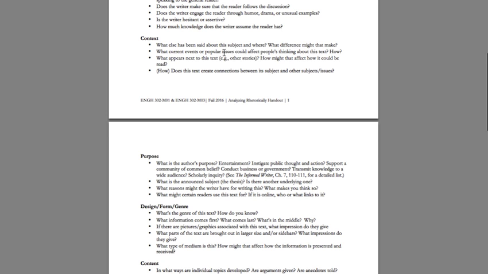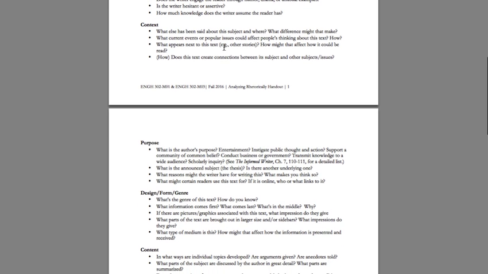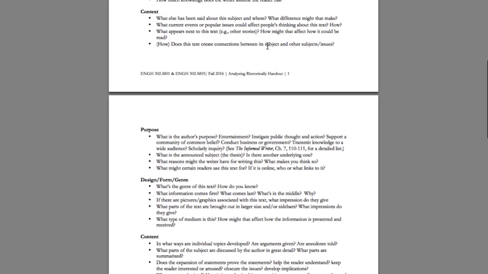We could take a look at the context. Where does memory get talked about? Current events, popular issues that could affect people's thinking about the text. Obviously, the movie had just come out when this was written. It's been out for maybe 18 months now, so it's still fairly current. And how does that shape the way we think about things?